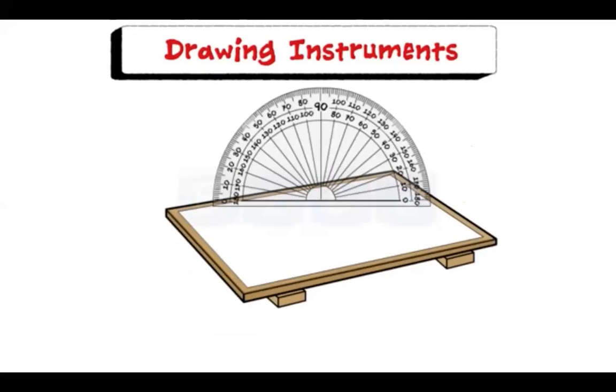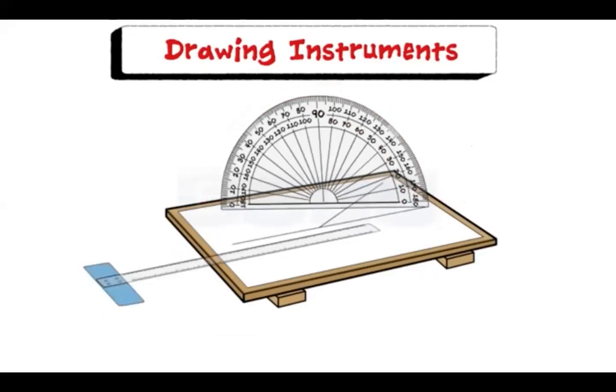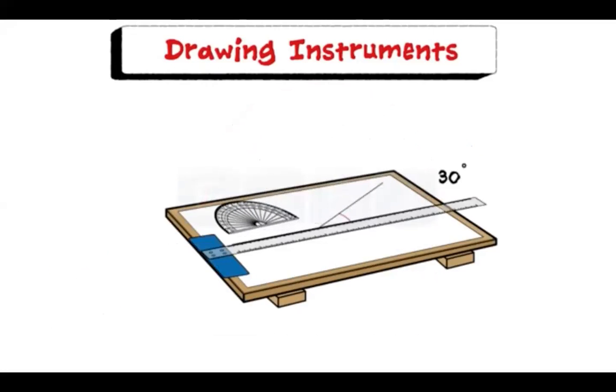Protractor is flat and semicircular in shape. Its circumferential edge is graduated to 1-degree divisions and is numbered at every 10-degree interval and is readable from both the ends. The protractor is used to draw or measure angles.